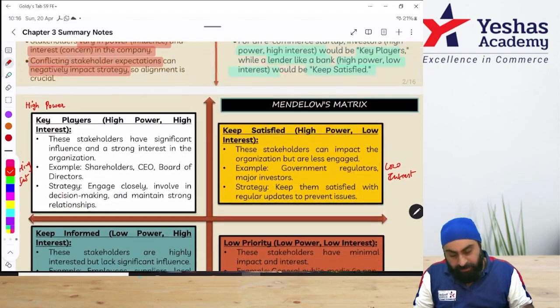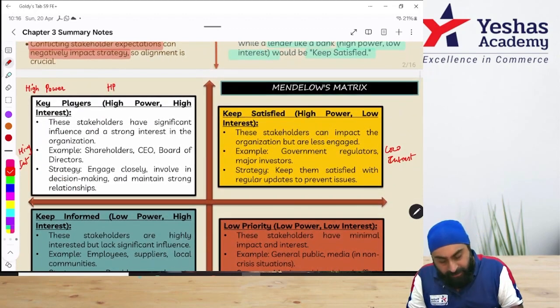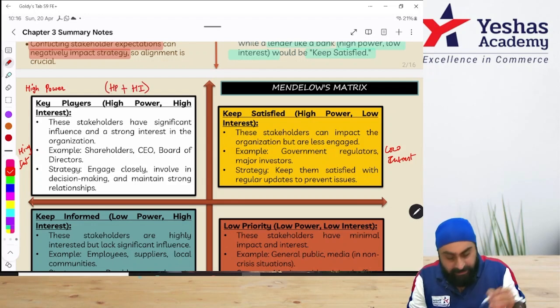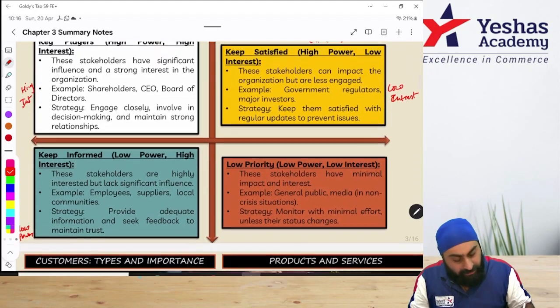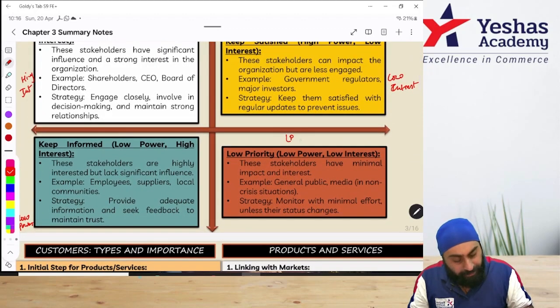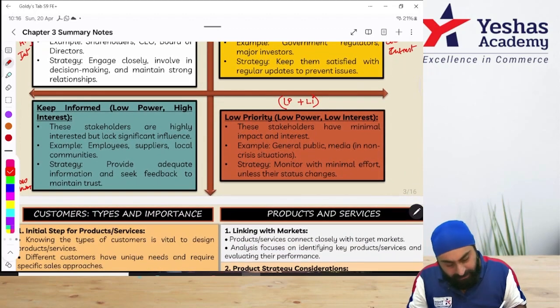Now, this makes it high power plus high interest. This is a segment. Here it is high power with what? Low interest. Here what is it? It is low power and low interest. Here what is it? We have low power, but the left hand side is high interest.